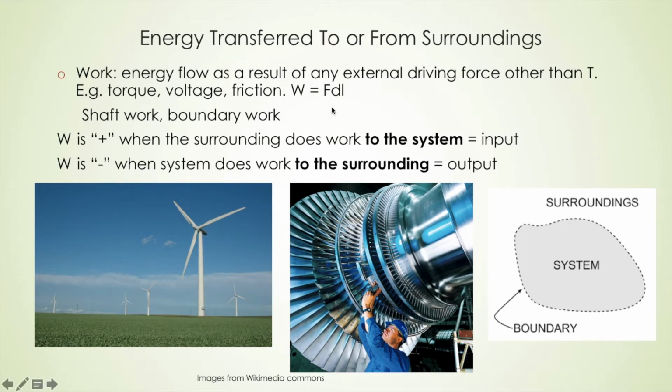Mathematically, we can write it this way: work W is equal to F dl. dl is the distance moved by the force against the movement of the system. There are two types of work in this course that we're going to talk about: shaft work and boundary work. In the textbook, it also mentions flow work, but we mostly focus on shaft work and boundary work. Again, when the surrounding does work to the system, we call it input. Then work is positive. When the system does work to the surrounding, that is output. The output work is negative.